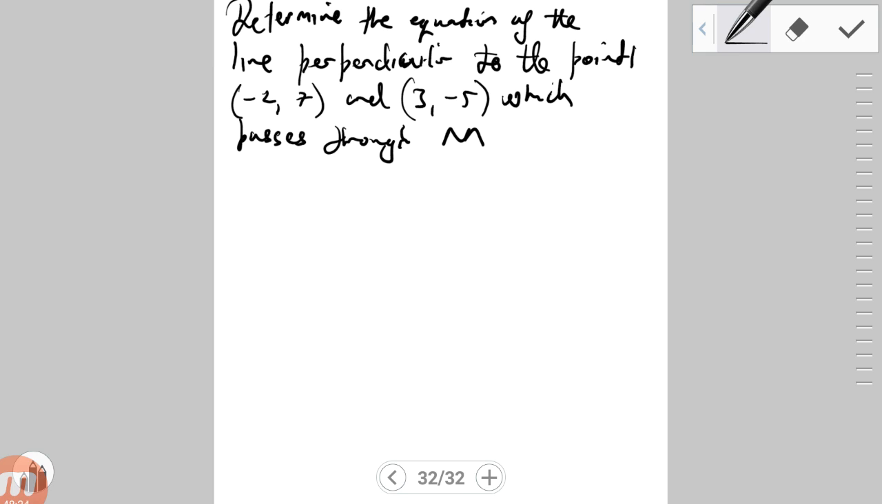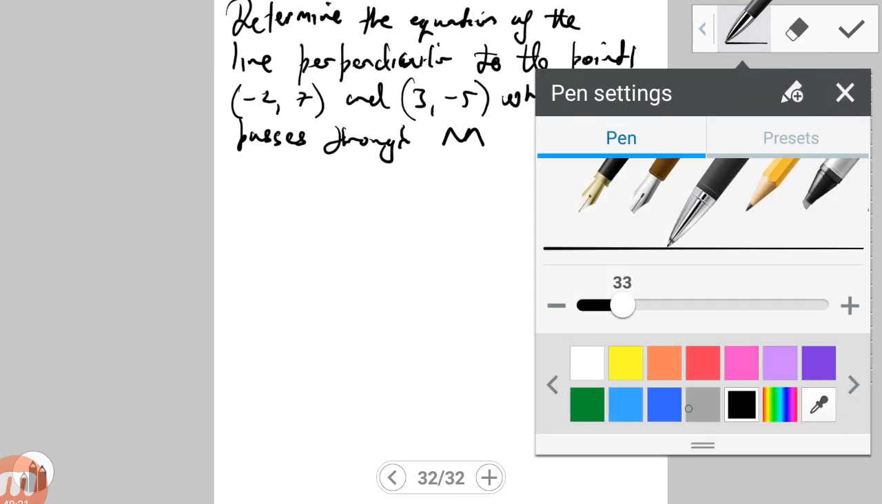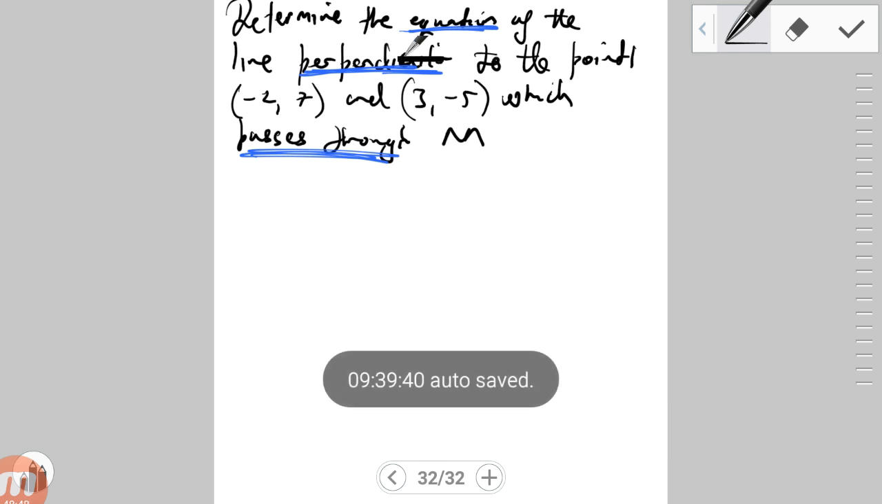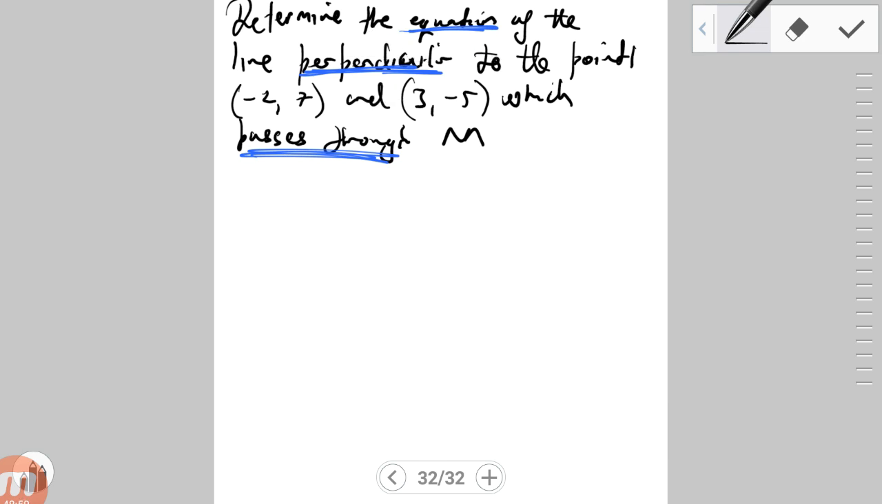Right, very vague question though, very vague. It's not much to go on, but of course math is all about interpretation and understanding and application. So as usual, the keywords in the question here are equation, perpendicular, and passes through. Those are the keywords. I do apologize for the atrocious handwriting, but I'm sure you can understand here as we are writing.